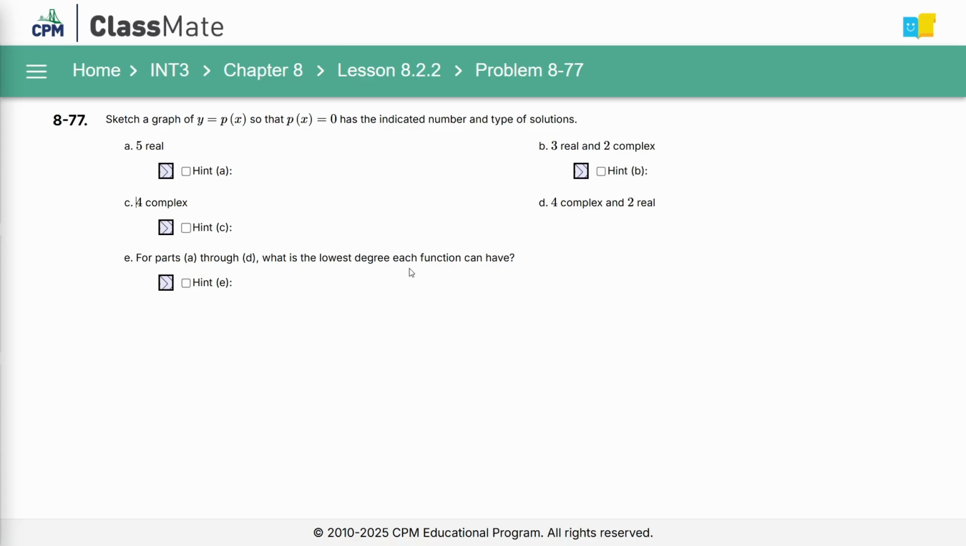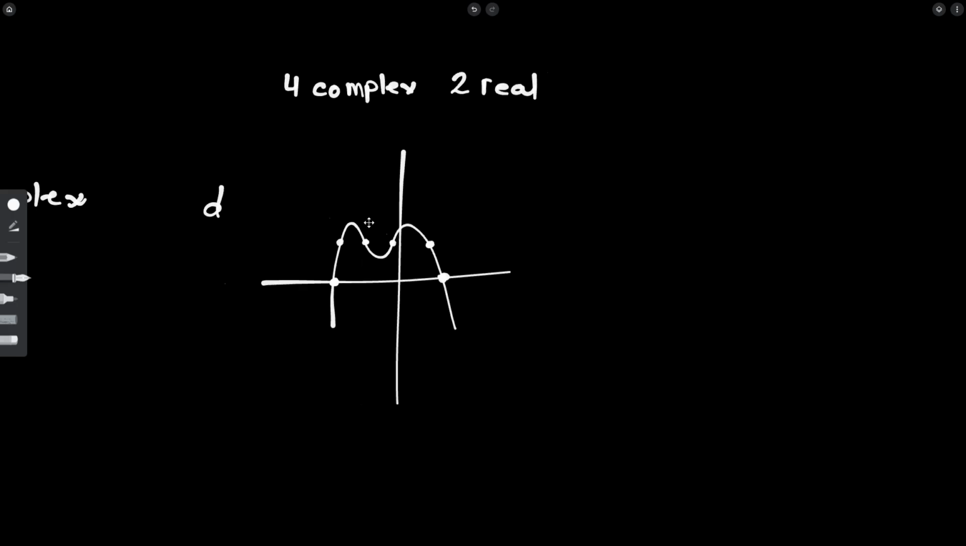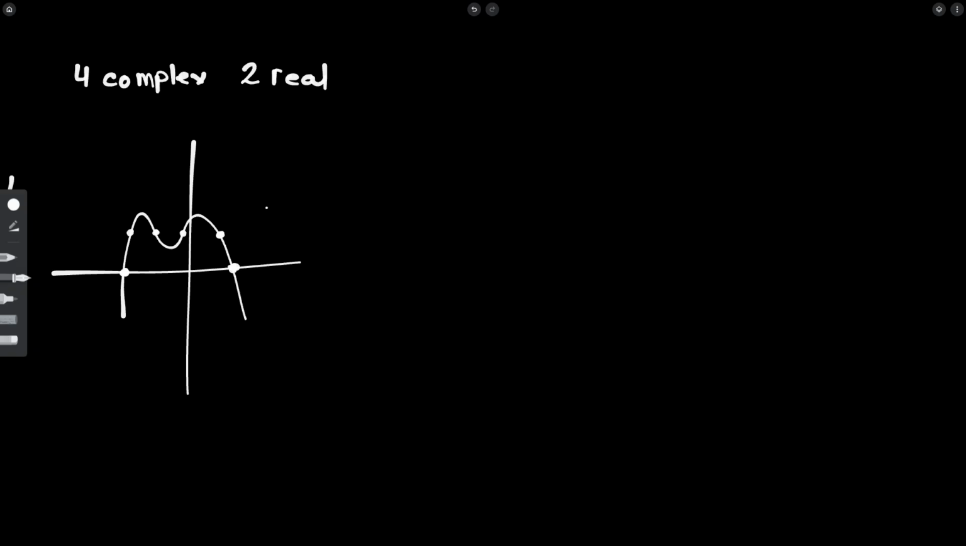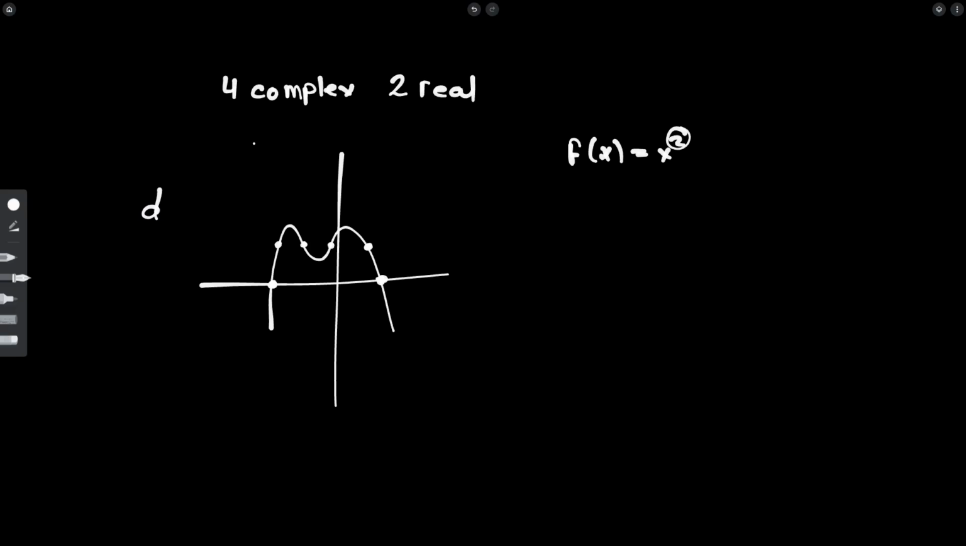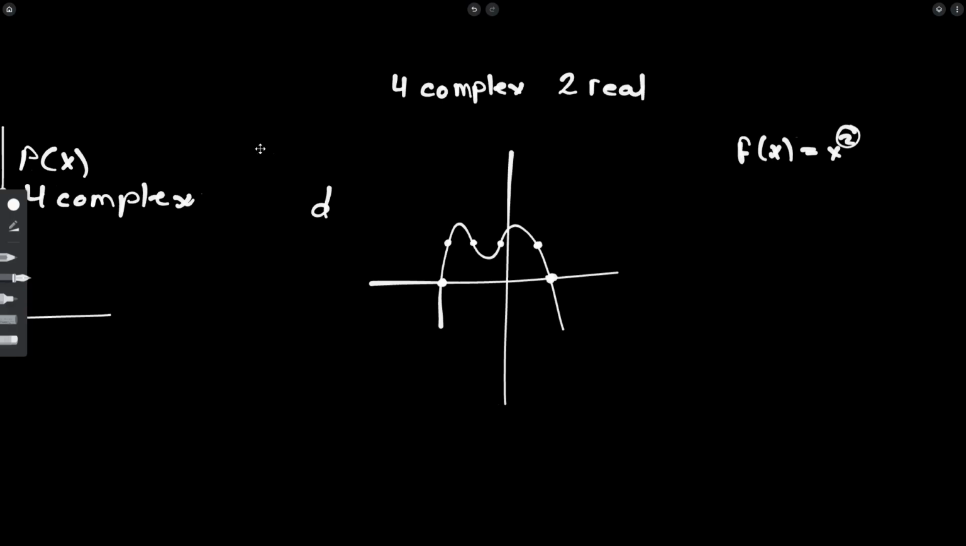Moving on to question E. For part A through D, what is the lowest degree each function can have? So the degree of a function is its highest exponent, and the highest exponent of the function determines how many roots the function has. For example, if we had f of x equals x squared, this would have two solutions, right?